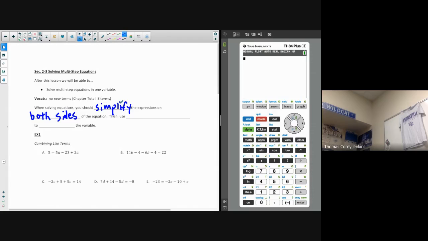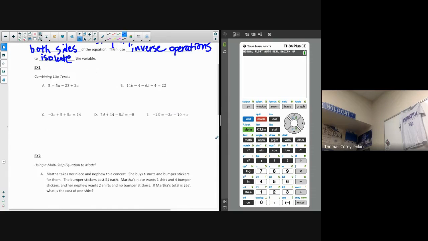Then use blank to blank the variable. So then use, just like we normally do, inverse operations to isolate the variable.